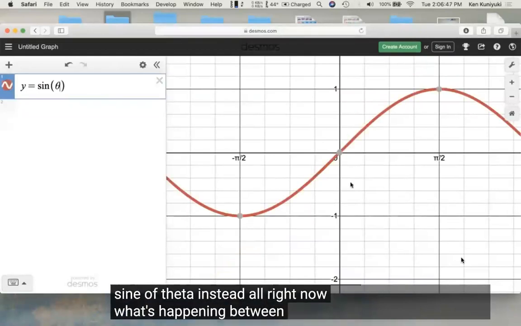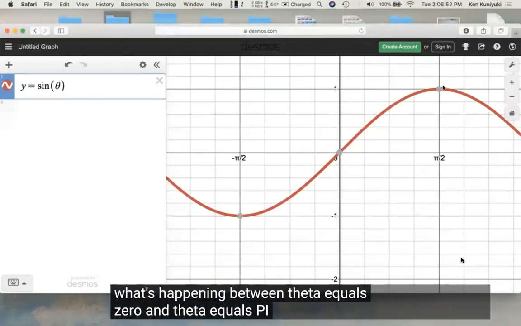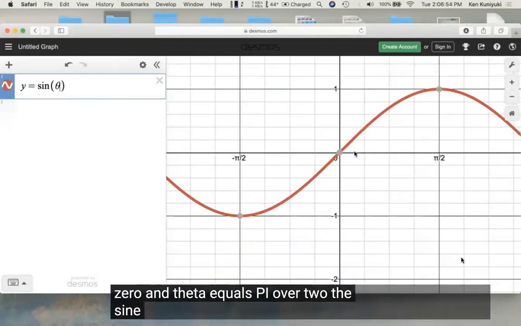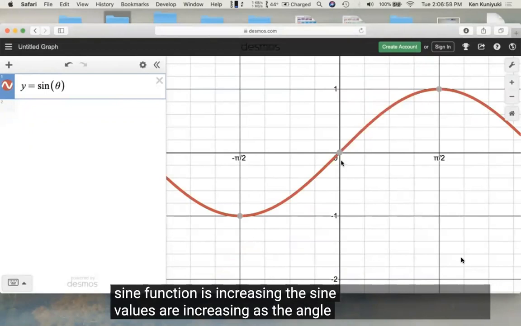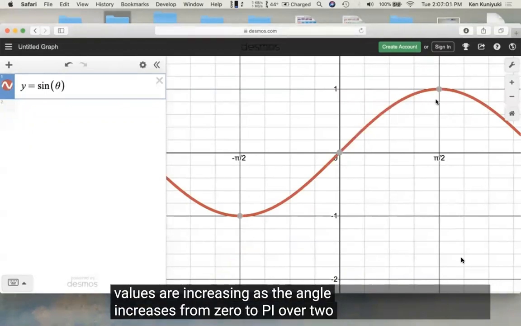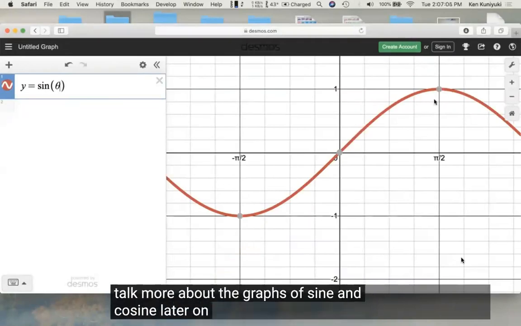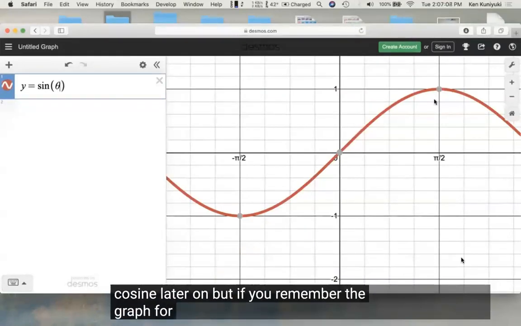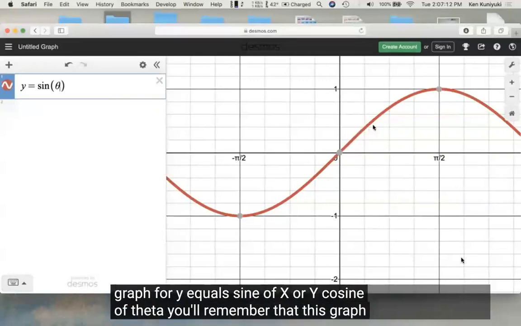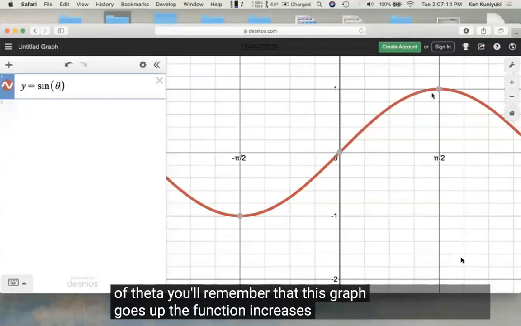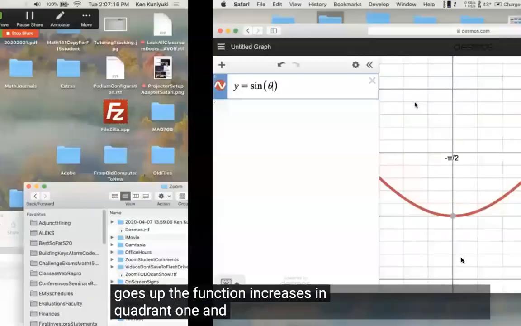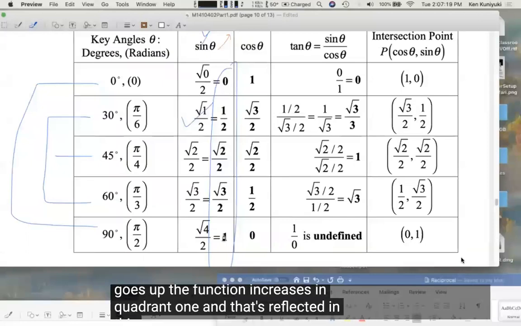All right, now what's happening between theta equals 0 and theta equals pi over 2? The sine function is increasing. The sine values are increasing as the angle increases from 0 to pi over 2. We'll talk more about the graphs of sine and cosine later on, but if you remember the graph for y equals sine of x or y equals sine of theta, you'll remember that this graph goes up. The function increases in quadrant 1. And that's reflected in this pattern here.